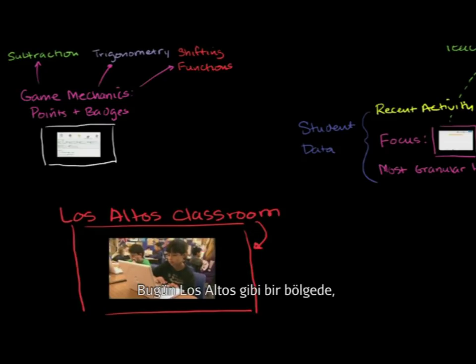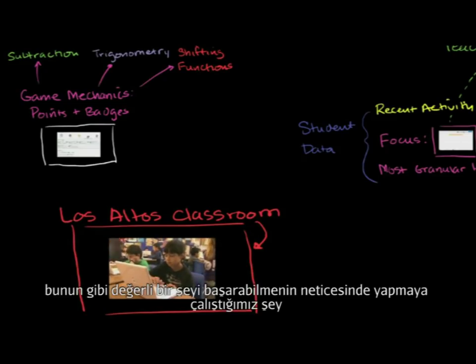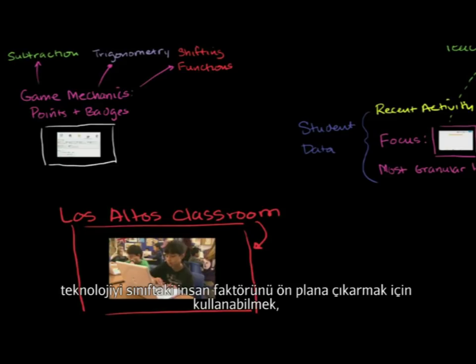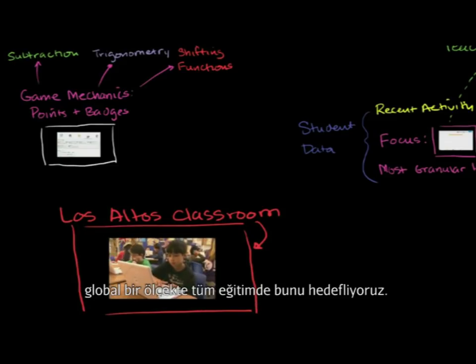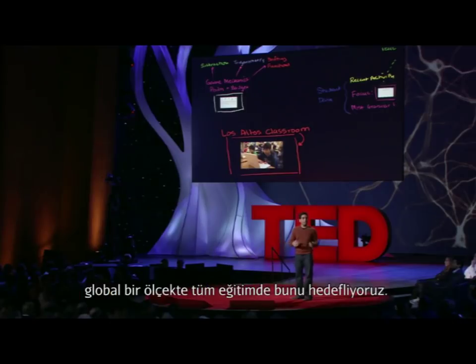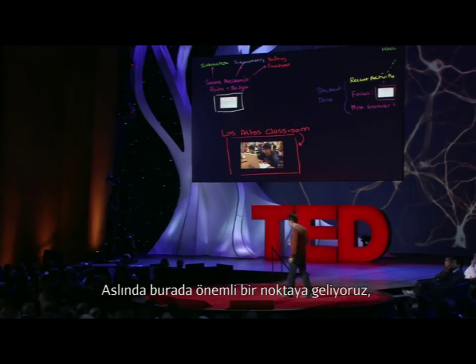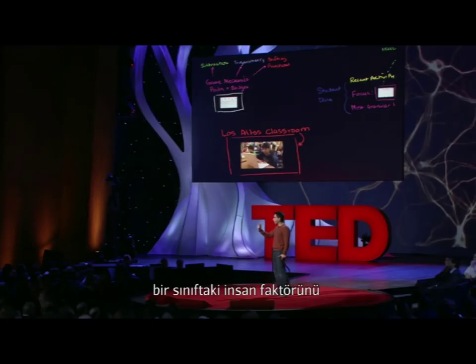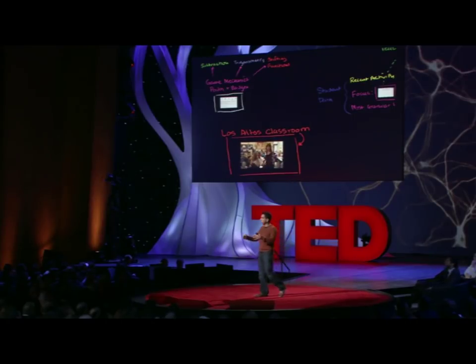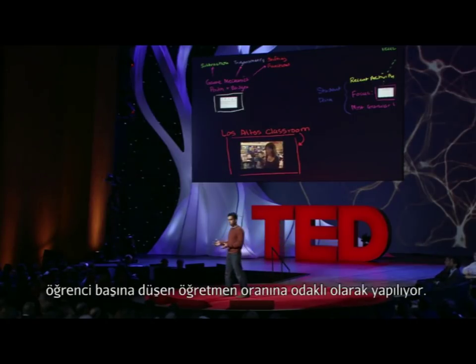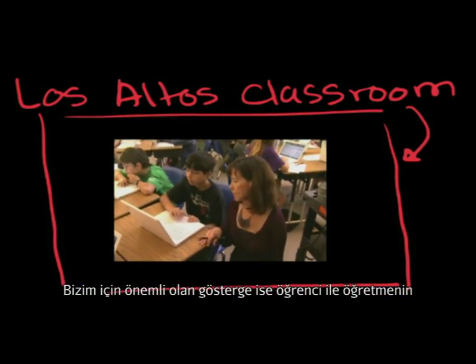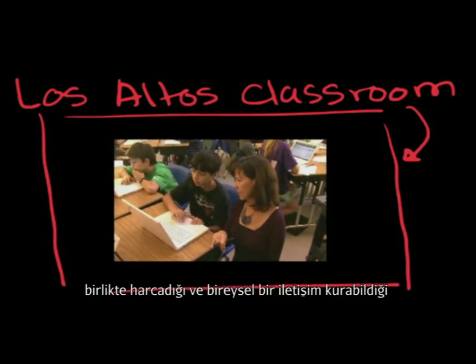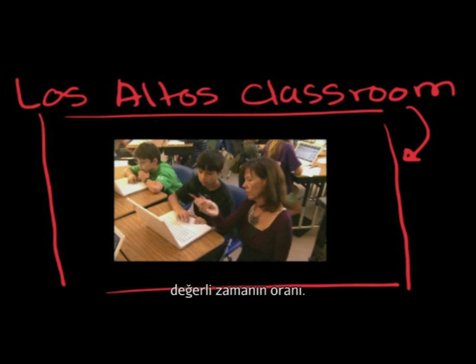Now, as valuable as something like this is in a district like Los Altos, our goal is to use technology to humanize what's happening in education, not just in Los Altos, but on a global scale. And that brings up an interesting point: a lot of the effort in humanizing the classroom is focused on student-to-teacher ratios. In our mind, the relevant metric is the ratio of students to valuable human time with the teacher.